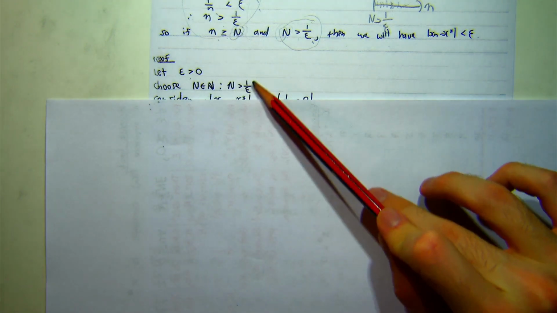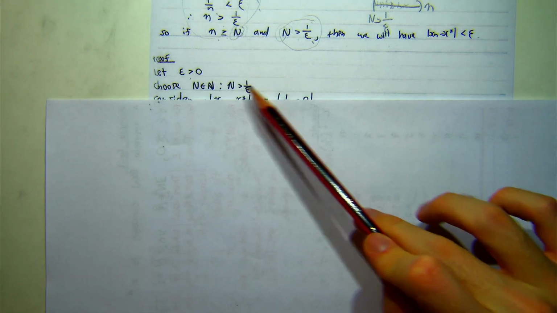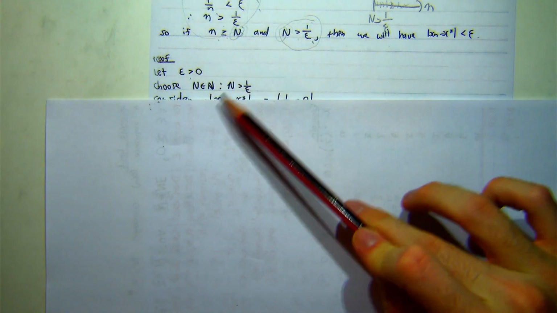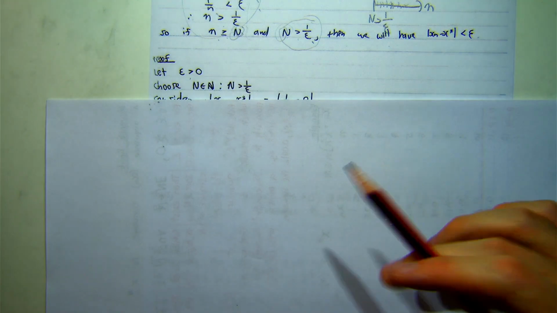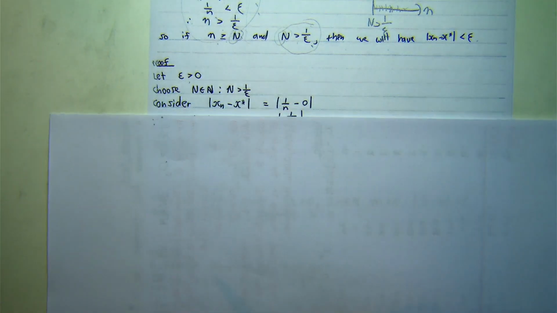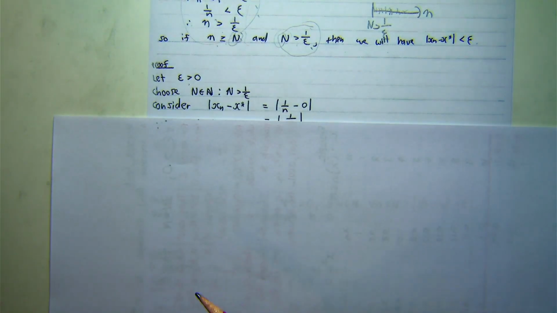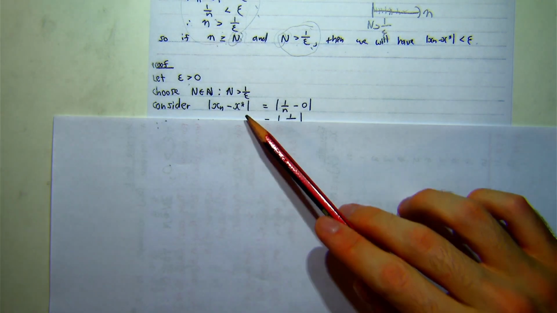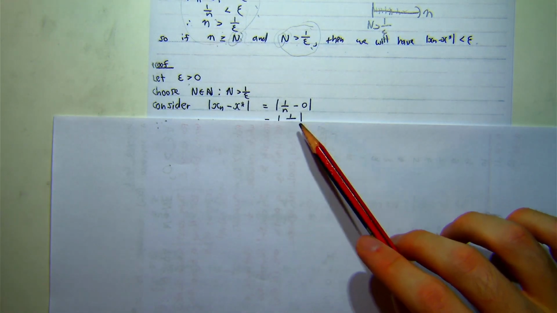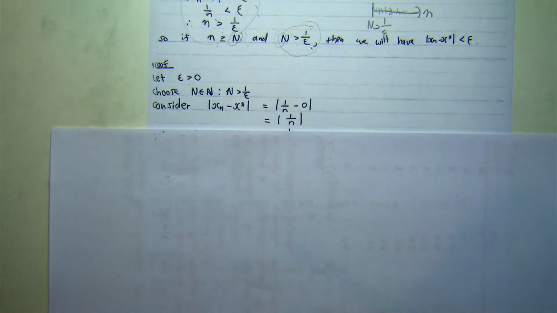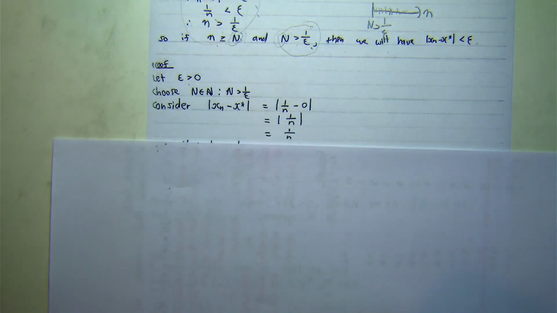Okay, and we just worked out from our scratch work that we want to choose a natural number n such that n is greater than 1 on epsilon. As epsilon is never equal to 0, this is always a possible natural number. It always exists. Okay, and then we want to consider xn minus x star. So xn minus x star is equal to 1 on n minus 0, which is equal to 1 on n, which is equal to 1 on n without the absolute values.